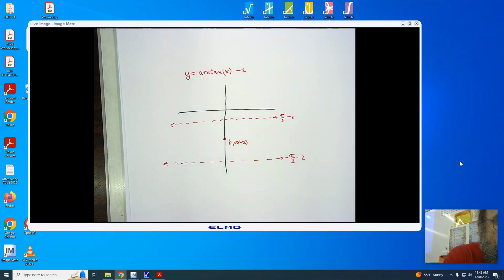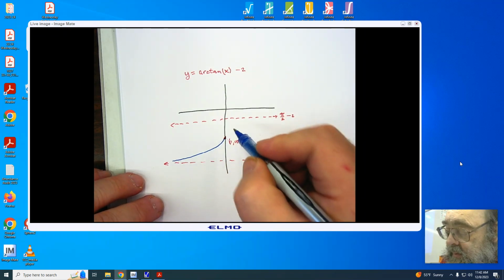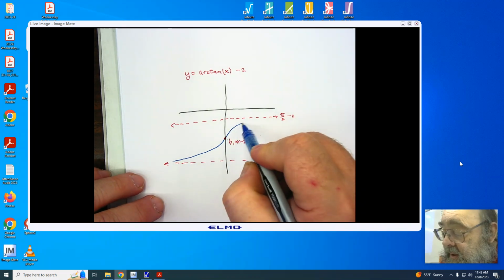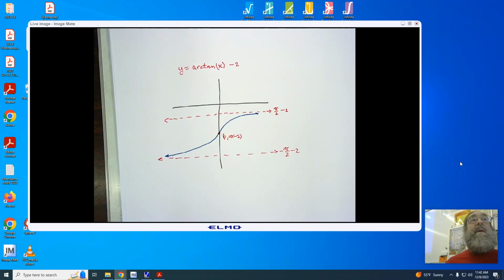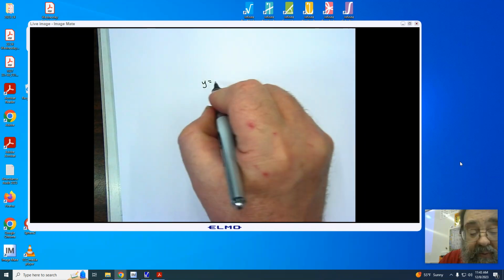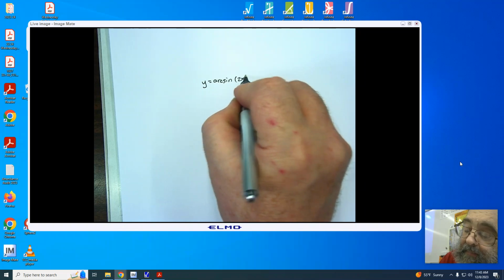Now the curve goes right in between, following our pattern. So we have increasing at an increasing rate to increasing at a decreasing rate. And this is my arctangent curve. Let's go ahead and try the next one. This time, let's do an arcsine, and let's change it up a little bit. Let's do y equals the arcsine of 2x.